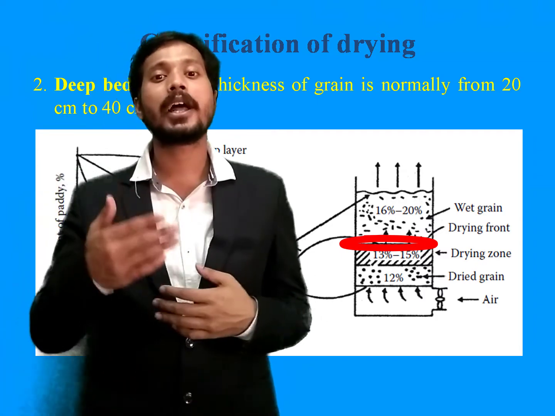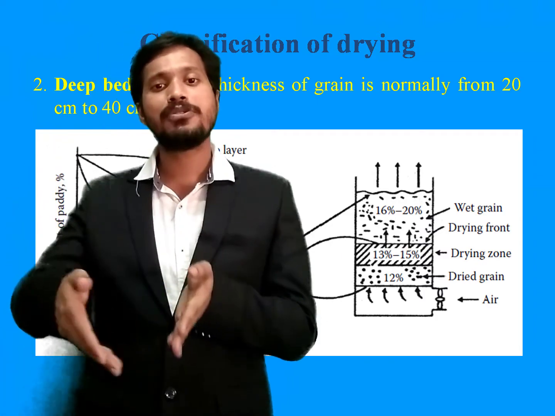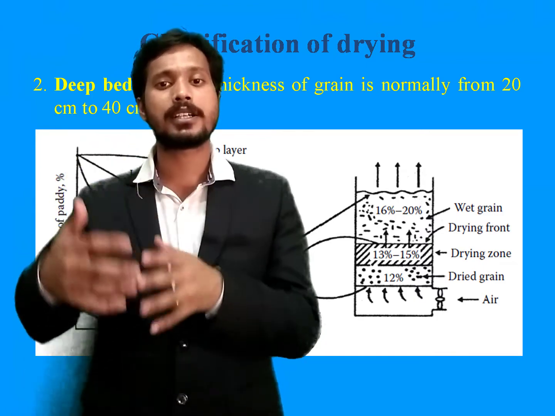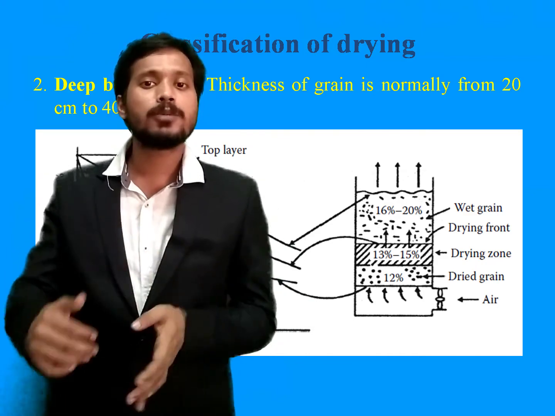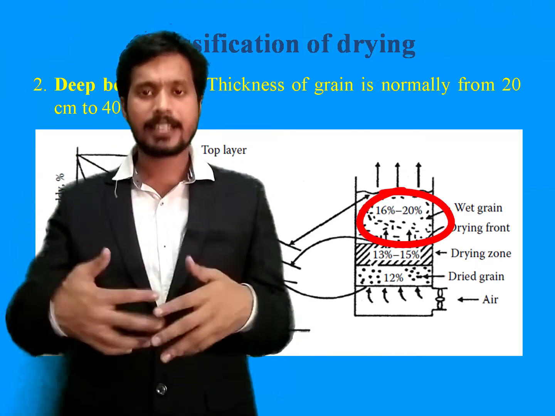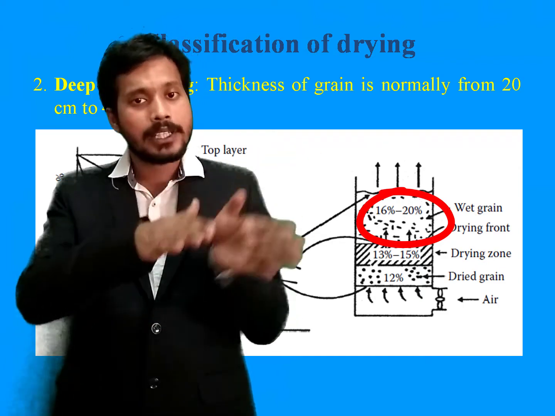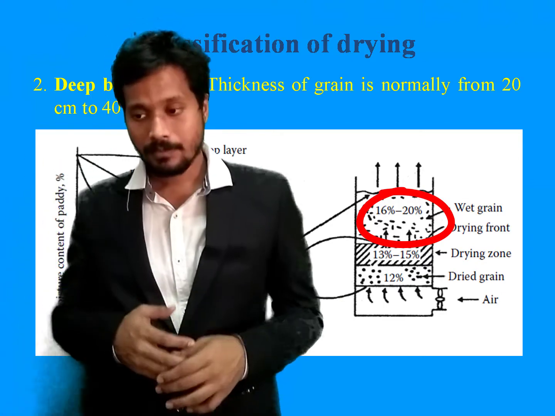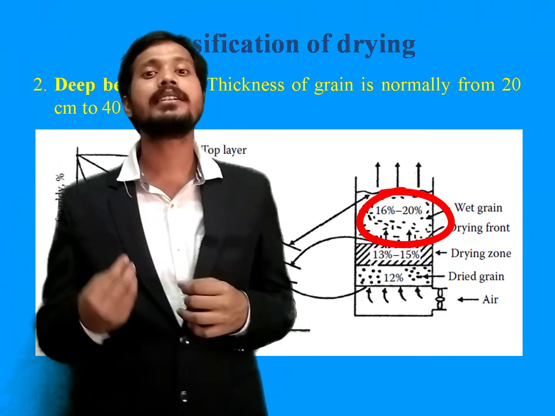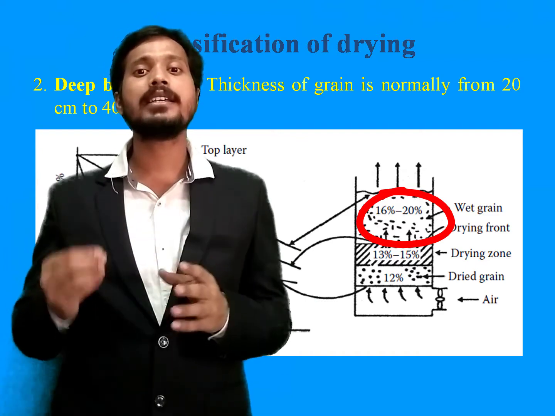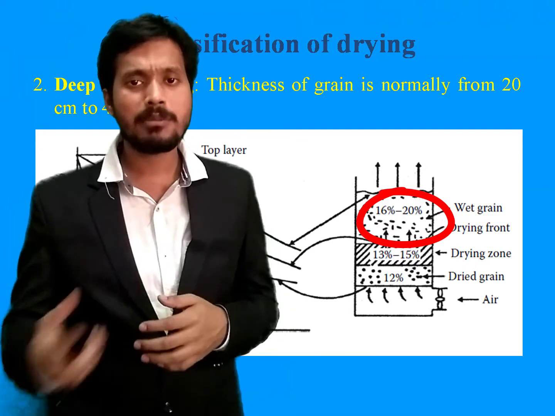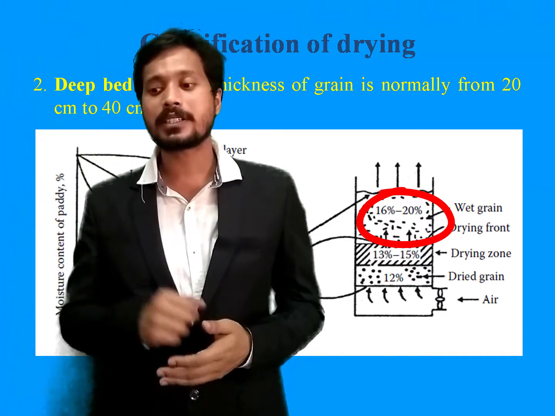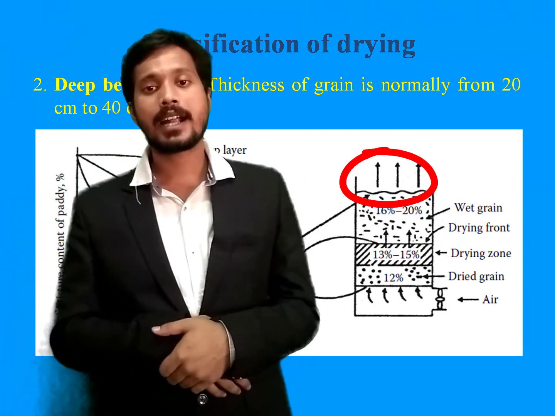Now after this drying front, if you go further up, what happens? Again the air collects some moisture from the grain, and the grain loses moisture. Again the temperature of the air goes down, and the air becomes more saturated, more humidified. That's why wet grain is present, and the drying is not very efficient at the top portion of the drying chamber. There you see 16 to 20% moisture present in that wet grain.